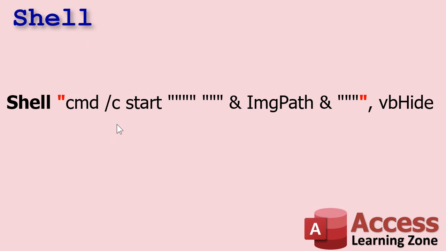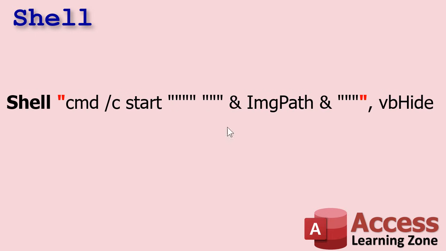Now start is essentially a Windows command that says I want you to open up this file using whatever the default associated application is. So if it's a Word document, open it in Word. If it's an Excel spreadsheet, open it in Excel. Whatever the extension is, that's what it looks at. JPEG will open in your default image viewer. PDF will open in your default PDF viewer, whatever that happens to be. See how that works? So that's what start does.